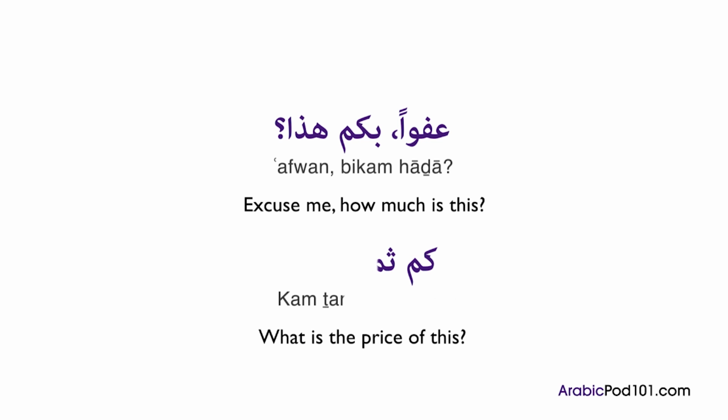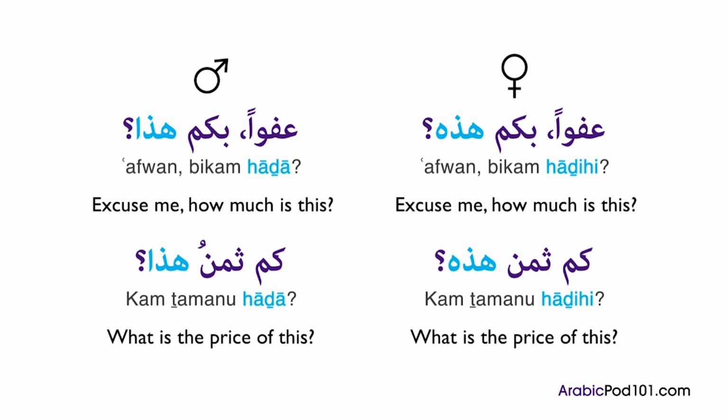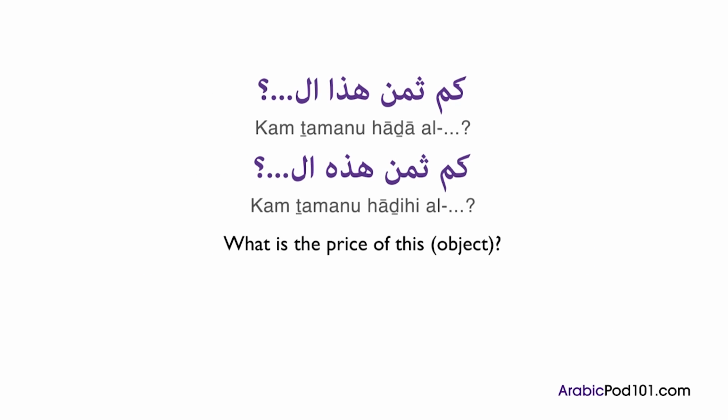Or, كم ثمن هذا? Next, if we are specifying what the object is, we need to know if the object is feminine or masculine. If it is masculine, keep هذا when referring to it. And if it is feminine, use هذه. Then, if you would like to specify the name of the object, you first say al, which is like the, and then say the noun.